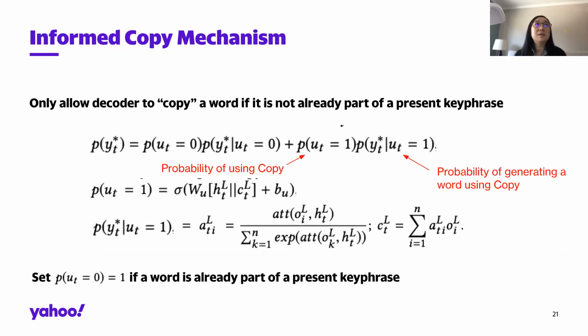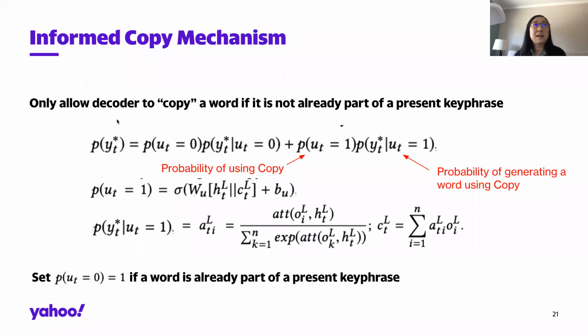And then here is a little more introduction about the informed copy mechanism that we just mentioned. The overall idea is that once a word is already part of a present key phrase, then we don't want to copy the word to let it be a generated absent key phrase. Because we have this observation that once we generate a word, it might change its meaning. It may not be as good as having it in a present key phrase.